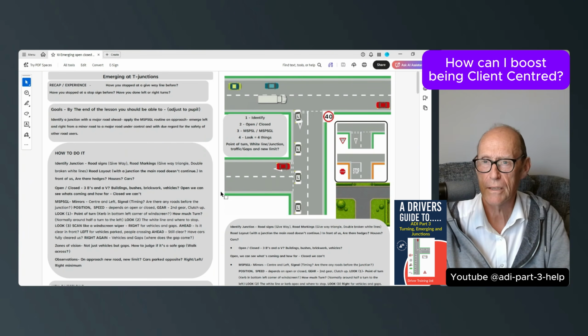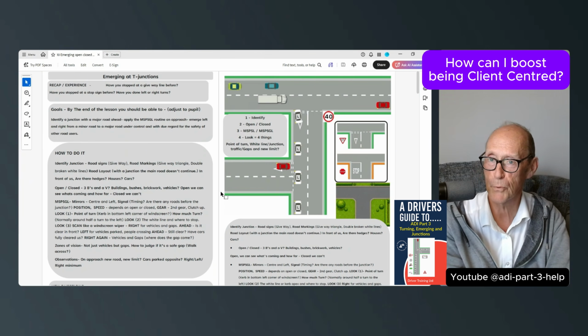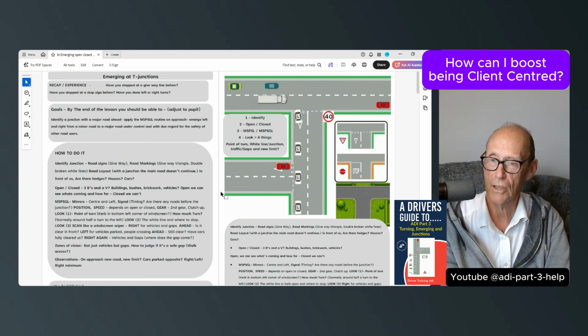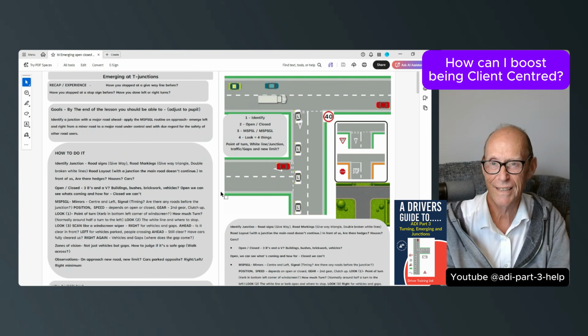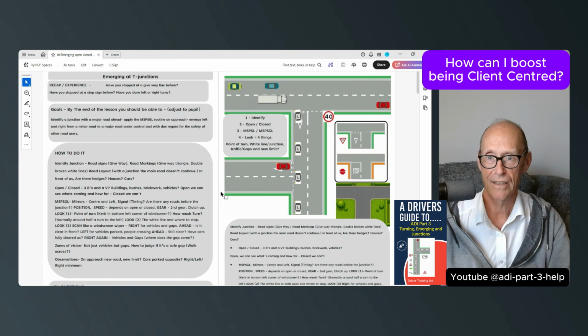And today we're going to answer the question, are the lesson plan briefing folders client-centered? And the answer to that is yes. You couldn't get anything that is more client-centered than a lesson plan briefing folder.